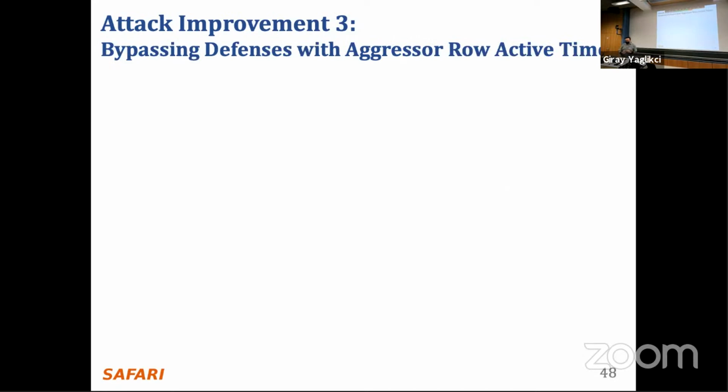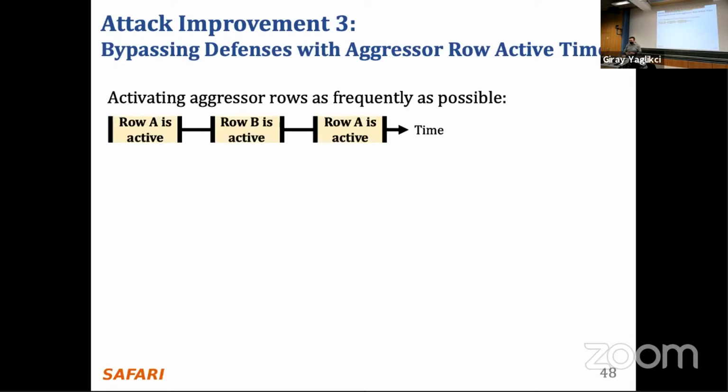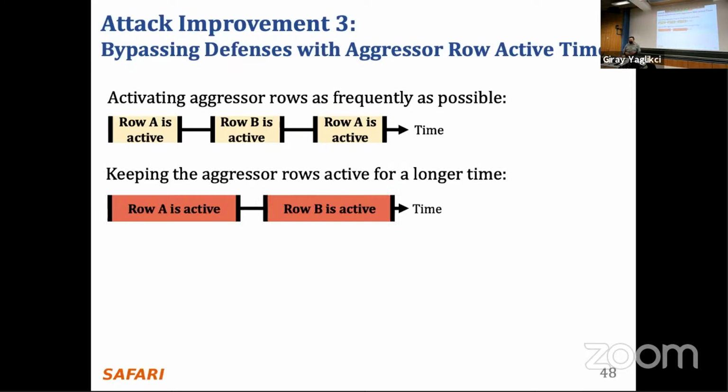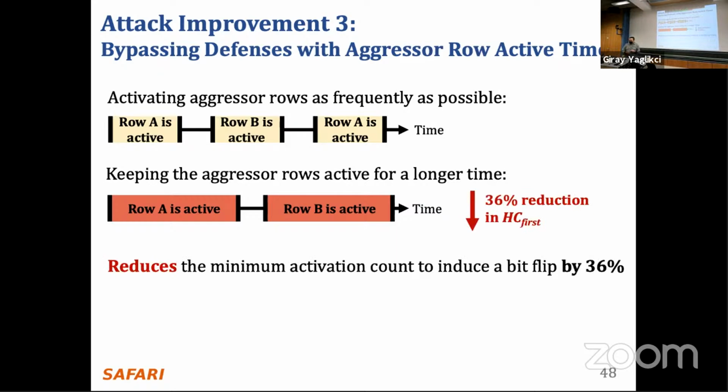So for the third one, an attacker can leverage the effect of aggressor row active time, as we showed. In this scenario, instead of activating the aggressor row as frequently as possible, the attacker can keep the aggressor rows active for longer times, and it is possible by issuing more read requests, for example, to a row so that it can stay active longer. And based on our analysis, HC first reduces by around 36% when you use this kind of access pattern.